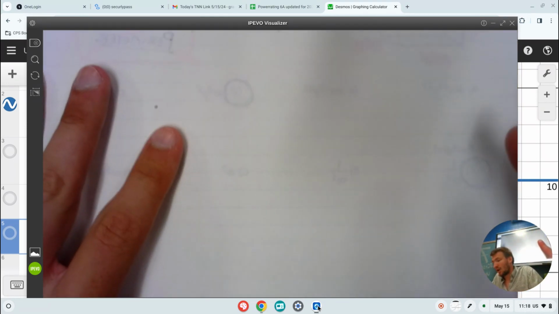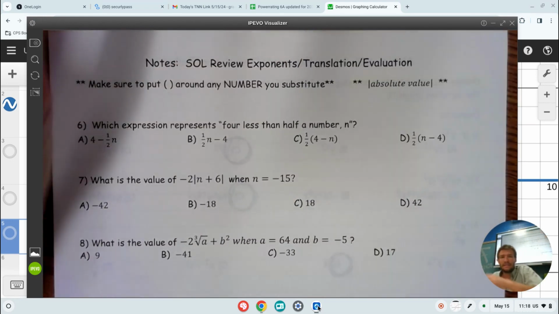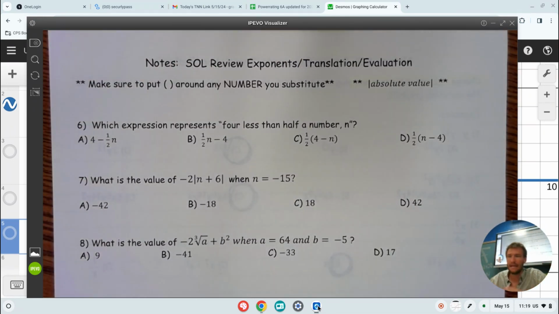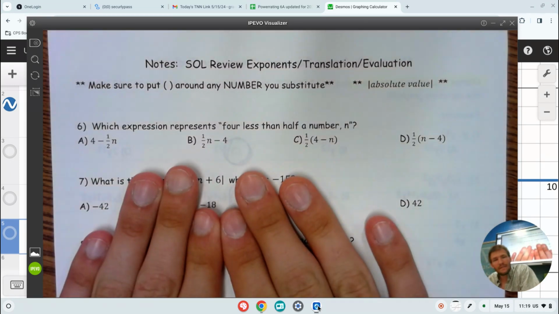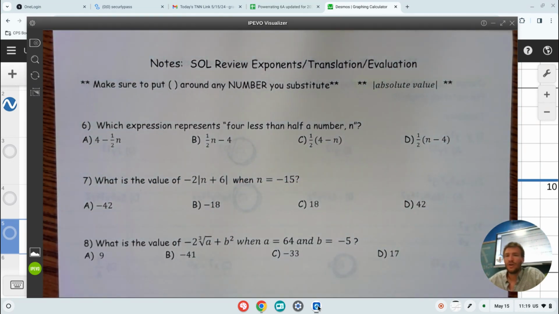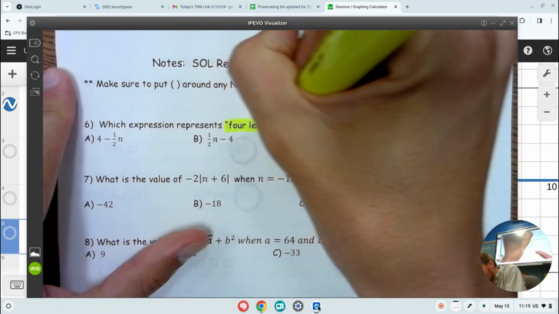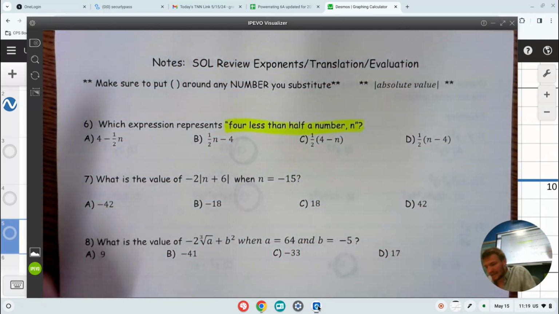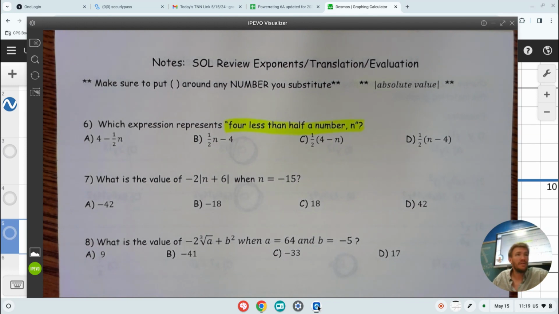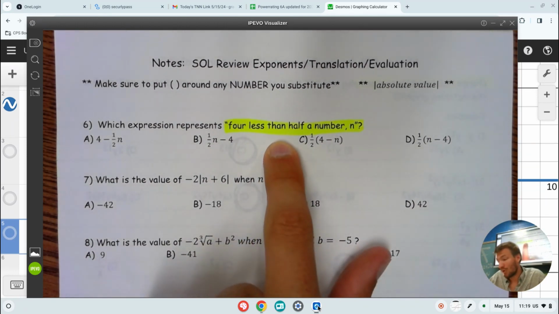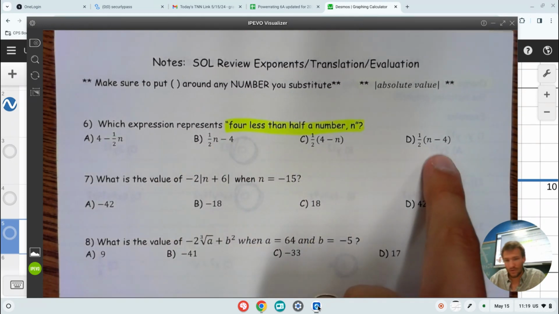All right, flip it over. I think that the back here is going to be harder because honestly the front is so easy. You literally just type it in and it really ain't that bad. We've only got 3 questions here. The first one is you're trying to translate a math sentence, right? So here is your math sentence. 4 less than half a number n, and you need to figure out that sentence is supposed to look like A or B or C or D.